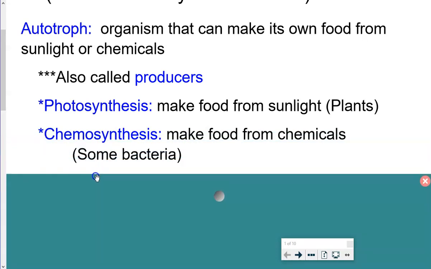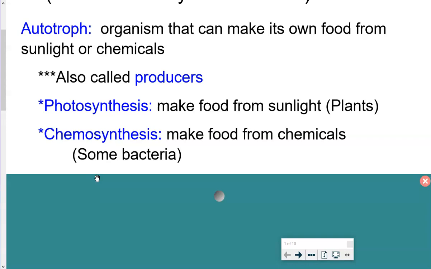Okay? So some animals can make their own food from sunlight. Now we also have some creatures. Wait, let me back up. I think I said some animals make their own food from sunlight. That is not true. It is plants. Okay, so that's just Ms. Wendt being silly. So plants make food from sunlight, and there are some bacteria, not all bacteria, but some bacteria that can make food from chemicals.